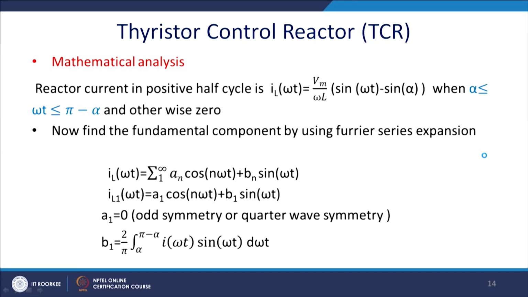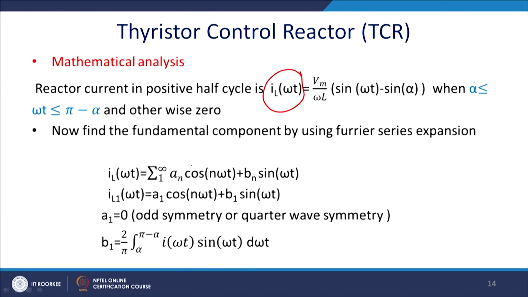So, let us do the mathematical analysis of this current profile. The reactive current, let us consider the positive half cycle, is given by I_L of omega t equals Vm by omega L times sin omega t minus sin alpha, where omega t is greater than alpha and less than pi minus alpha. Otherwise, the value will be equal to 0.